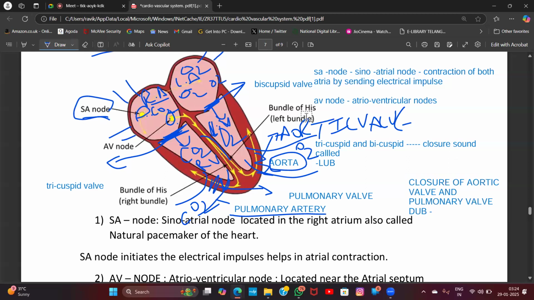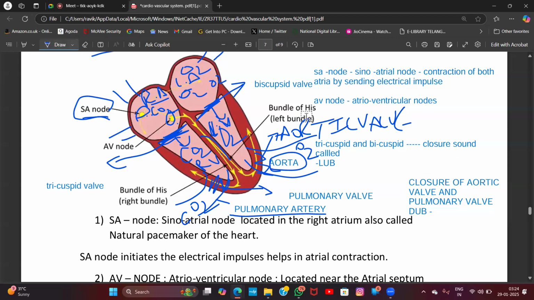When the tricuspid and bicuspid valves close, what is the sound produced? The sound called lub. Our heart beats like lub dub, lub dub, lub dub. The closure of the bicuspid and tricuspid valves causes the sound called lub. The closure of the aortic valve and pulmonary valve causes the sound called dub. Lub dub, lub dub is the sound produced by the heart.